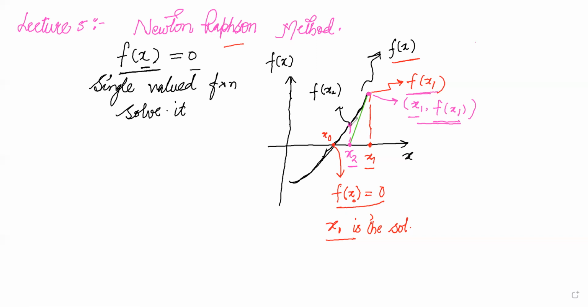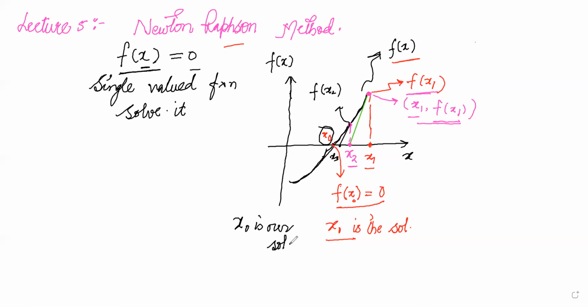Now at f of x2, draw one more tangent, such that the tangent now intersects our x-axis at this point, which we call x3. We will keep on drawing the tangents and finding the points of intersection of the tangent with the x-axis, and this process will keep on going until the point of intersection becomes equal to x naught, and we will stop the iterations and say x naught is our solution.